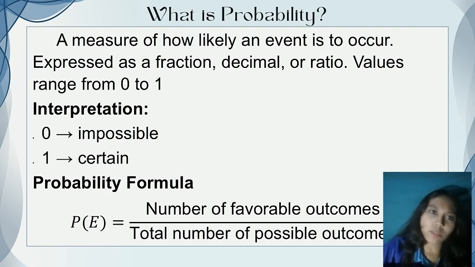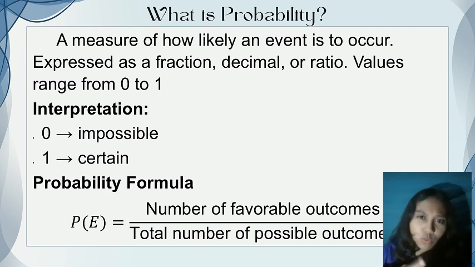So an example of that is, imagine that you're flipping a coin. There are two possible outcomes, head or tail. So the probability of getting heads is 1, the favorable outcome, divided by 2, the total outcomes, which equals 1/2 or 0.5.